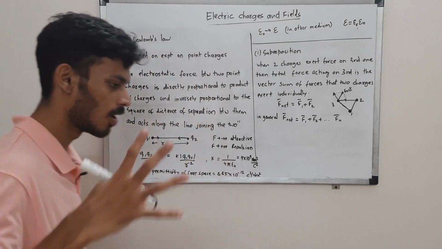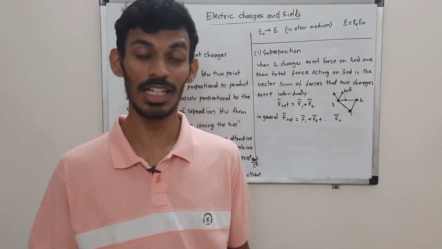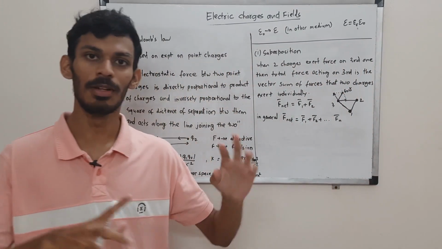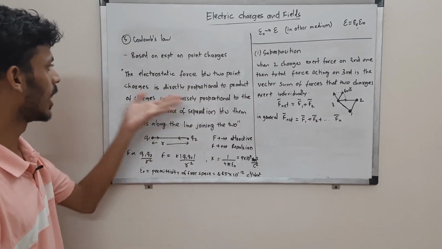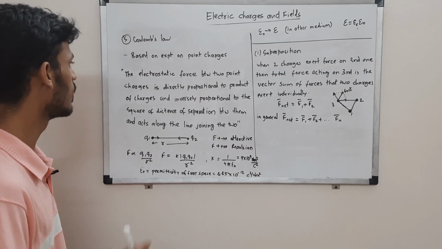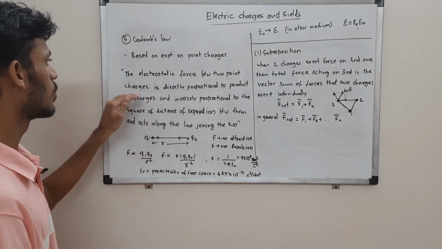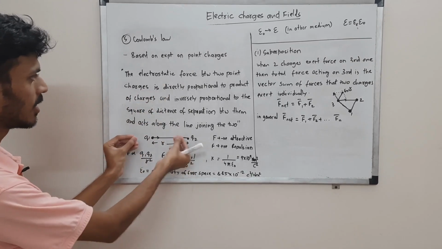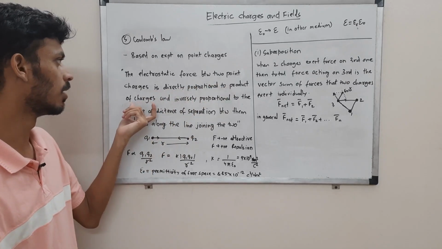Now Coulomb's law was formulated based on experiments on point charges, so it is valid for point charges, and may not be valid for extended charges. The statement goes this way: the electrostatic force between two point charges, and point charge is the keyword over here because it is valid only for point charges, the electrostatic force between any two point charges, here let us take Q1 and Q2, is directly proportional to the product of their charges.